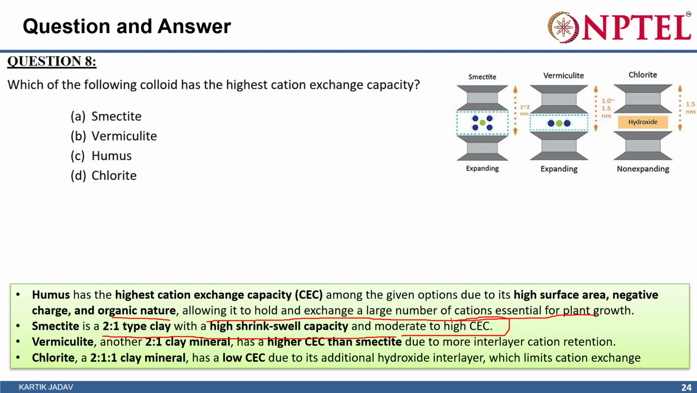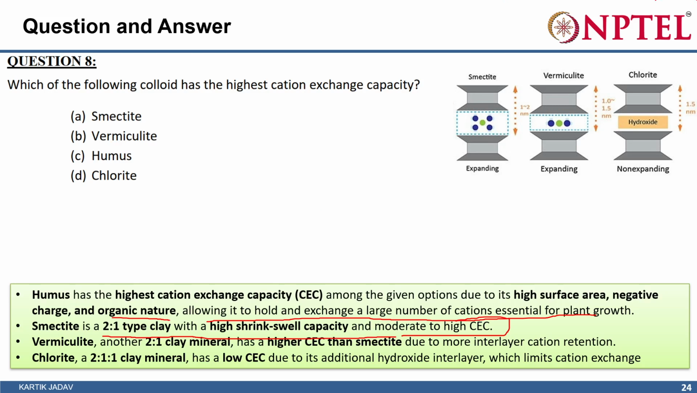Vermiculite is another 2:1 type of clay, but it has a higher cation exchange capacity than smectite due to more interlayer cation retention. As you can see in this figure also. And lastly is chlorite. Chlorite is a 2:1:1 type of clay mineral and has a low cation exchange capacity due to an additional hydroxide interlayer.